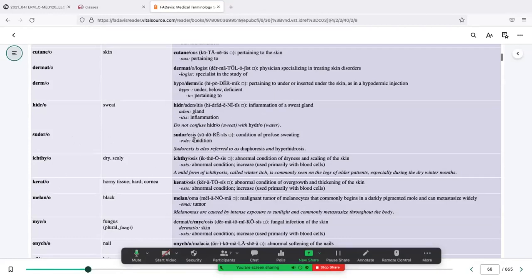Hyperhidrosis. That's esis, like an osis. It's an abnormal condition of sudor, profuse sweating, not normal sweating.